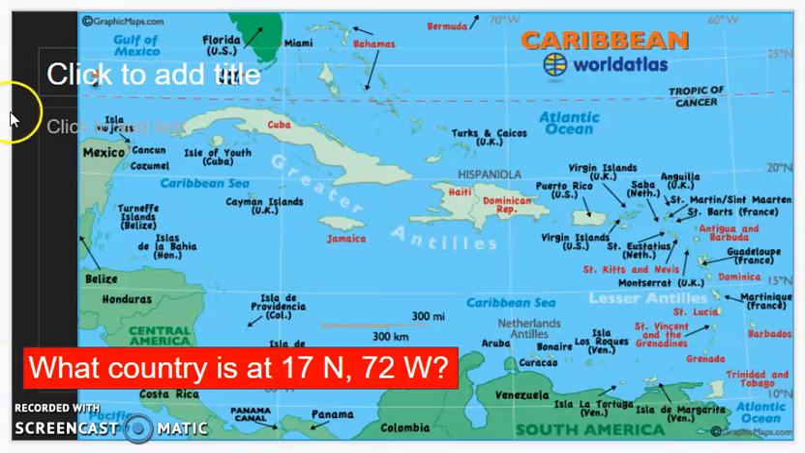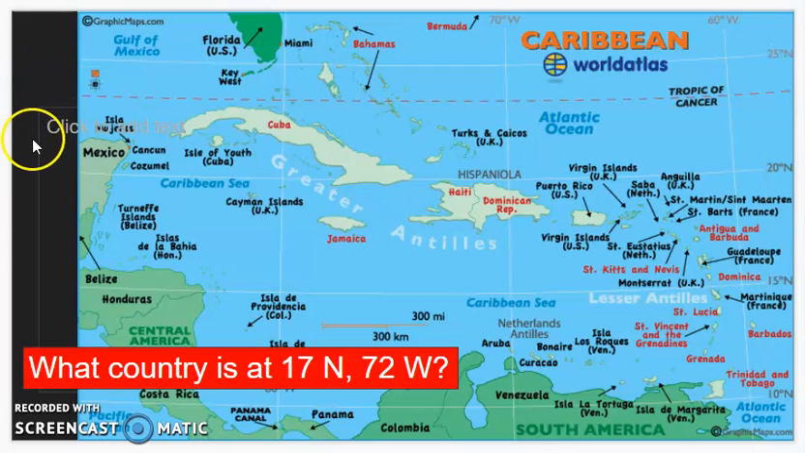Looking at a different map. Let me get rid of this stuff for you. It's asking what country is at 17 north, 72 west. If we look at 17 north, I see 20 north here. Here's 25, so I need to go the opposite. Here's 15. Somewhere along here, 17 north. The 72 west. Here's 60 west, 70 west. I'm going to guess this is probably 80 west, so 72 would be here, 72 west, and 17 north. This country right here, the country of Haiti, is at 17 north, 72 west.